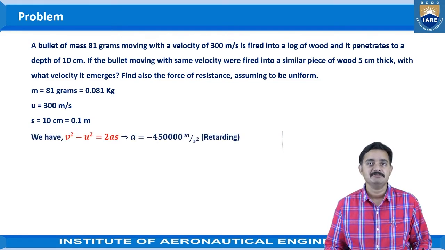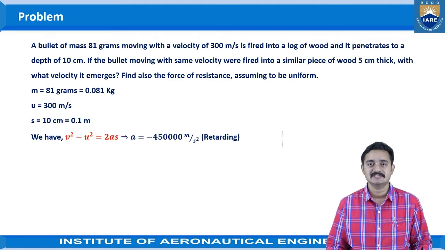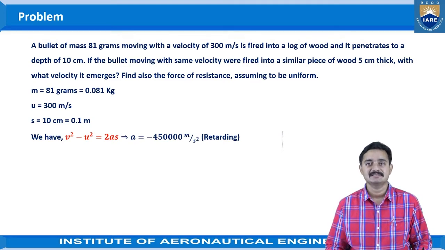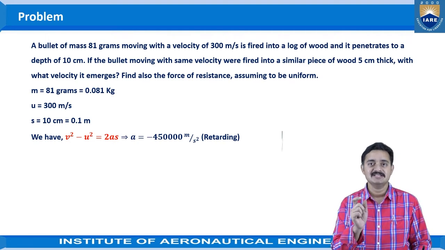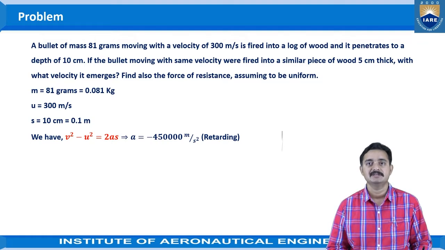We have the equation v square minus u square equal to 2as as the equation of motion. From this, if we simplify this equation, we will obtain the acceleration a as minus 4,50,000 meters per second square. This minus symbol indicates that it is a retarding acceleration, retardation or deceleration. So the magnitude of this deceleration is 4,50,000 meters per second square.